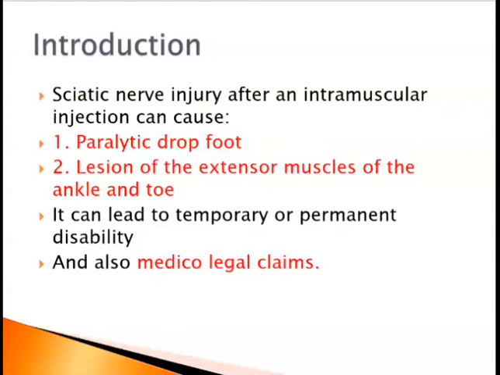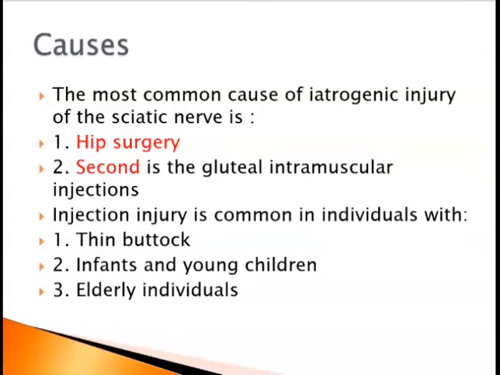The sciatic nerve injury after an intramuscular injection can cause paralytic foot drop and also lesion of extensor muscles of ankle and toe. This can be a temporary or permanent disability. So it can result in medico-legal claims. The causes: the most common cause of injury to sciatic nerve is hip surgery. The second most is gluteal intramuscular injections.